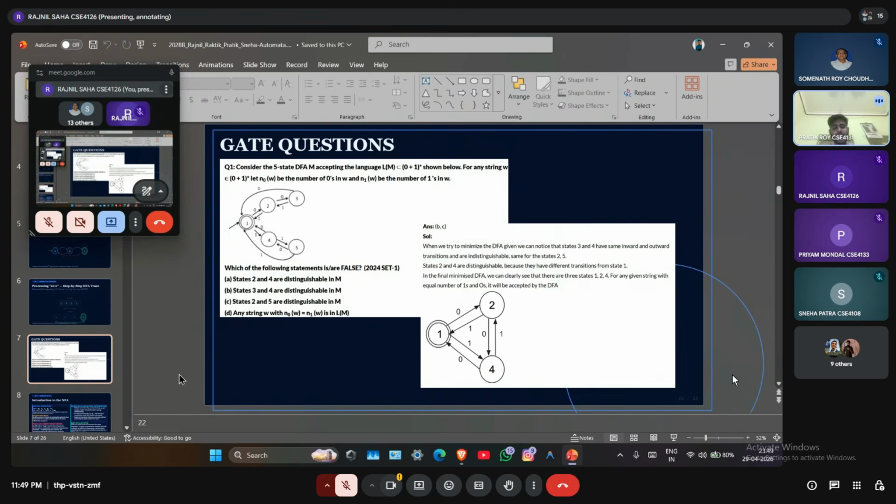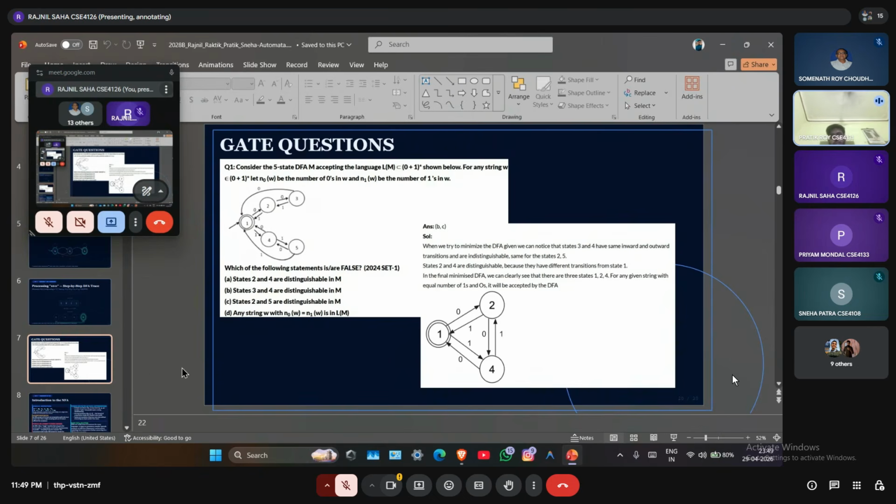So when we try to minimize this DFA, we can notice 3 and 4 have the same inward and outward transitions. To solve this question, we have to see which states are distinguishable and which are indistinguishable. States 2 and 4 are distinguishable because they have different transitions from state 1. In the final minimized DFA, we can see clearly that there are 3 states 1, 2, 4, for strings with equal numbers of 1s and 0s. So it will be accepted by the DFA. So options B and C, these two are false.